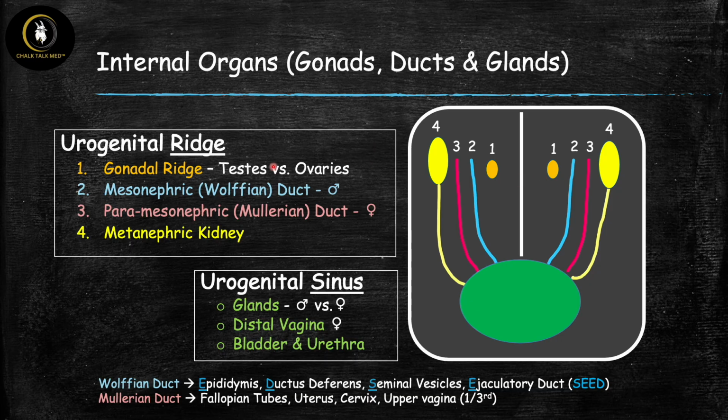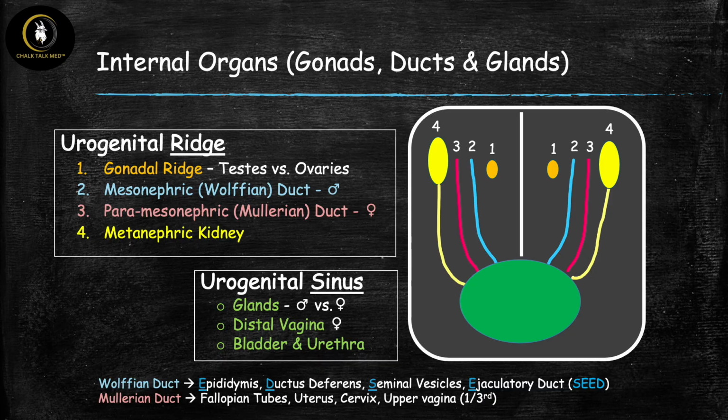So the first thing you have to know at this point is that all of these internal organs, so all of these gonads, ducts, and glands, are going to come from one of two regions in the embryo, either the urogenital ridge or the urogenital sinus. So everything is going to come from either one of these two. And why is it called urogenital? Because these parts are going to give rise to structures that are going to turn into part of the urinary system, so uro, or part of the genital system.